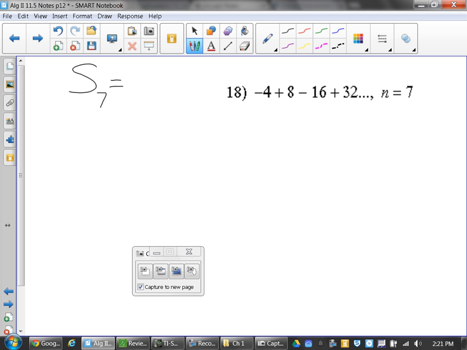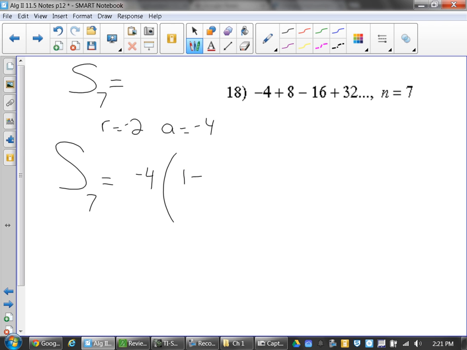Negative 2, good. So your rate is negative 2, and your first term is negative 4. I don't have to write out the rule because I can go right to the formula. It's not like the arithmetic one where you had to write out the nth term to make it work. So I can just use direct substitution. The sum of 7 terms will be first term, negative 4, times 1 minus my rate to the 7th power over 1 minus my rate.